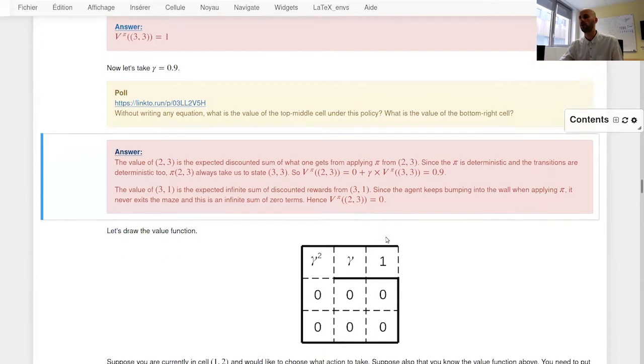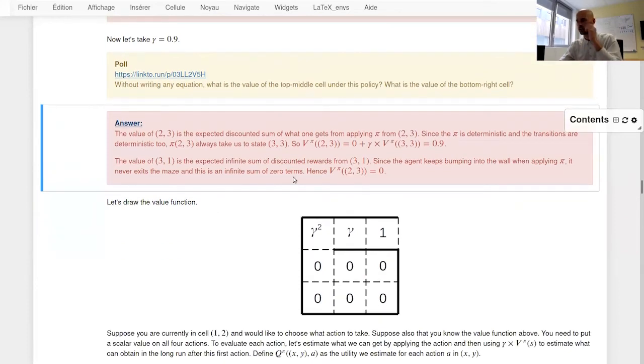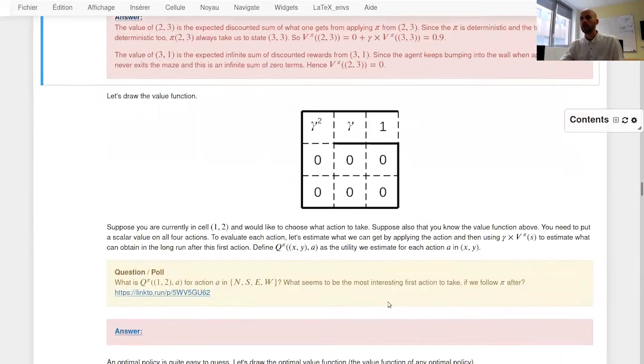And the value of 3-1 is the expected, okay, this is actually a mistake. The value of 3-1 is, I'll just run into a wall, so I'll get 0 and the episode will end. So the value is 0. Let's actually draw that value function. In this cell, the value is 1, this one it's gamma, and this one it's gamma squared. And since we're always moving right and everything is deterministic, the value in all the other cells is 0.